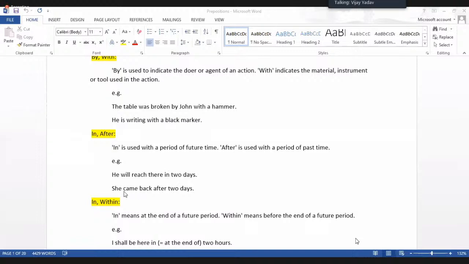So another example you can see, she came back after 2 days. Don't write she came back in 2 days. You can write she will come back in 2 days. But she came back after 2 days.